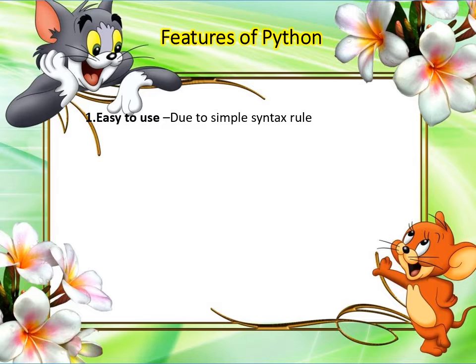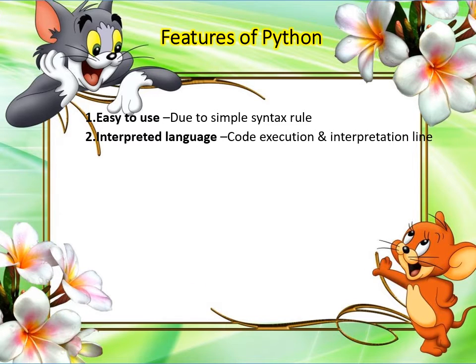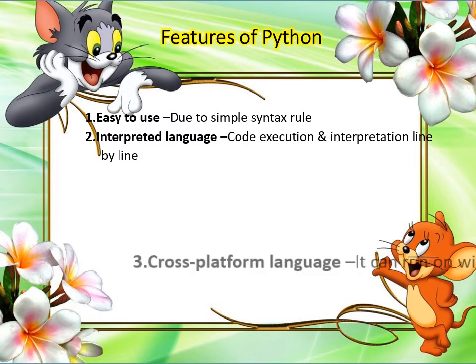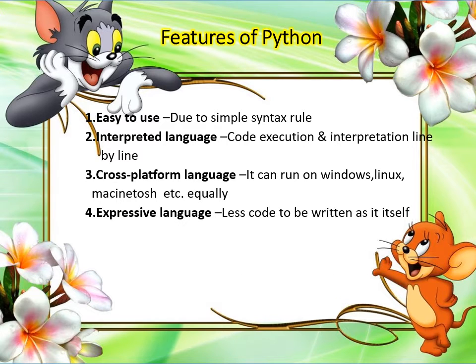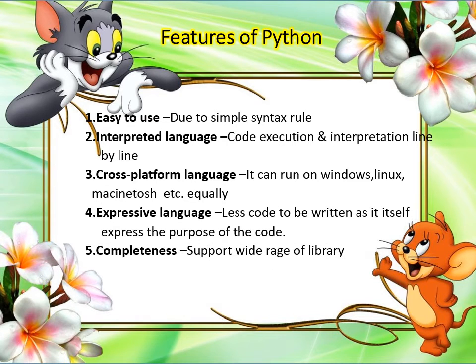We can use it very easily, and it's an interpreted language, so code will be executed line by line. Third is a cross-platform language, so it can run on different operating systems, independent of the OS. And the fourth one is an expressive language. It needs very little code to perform bigger things.